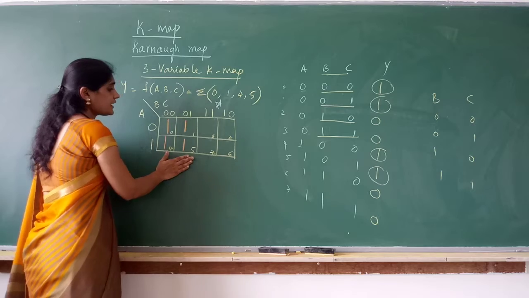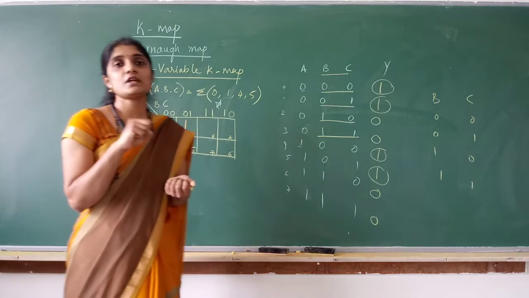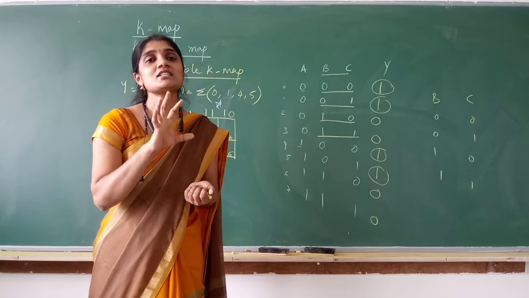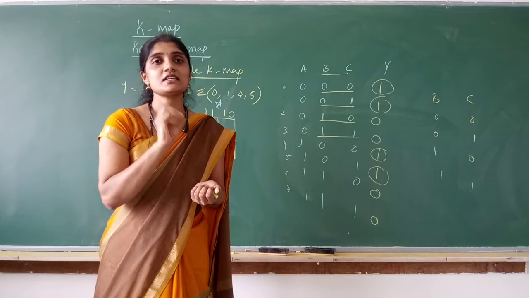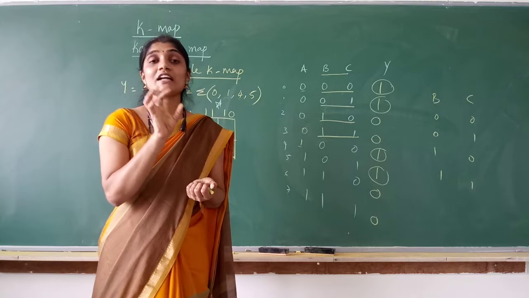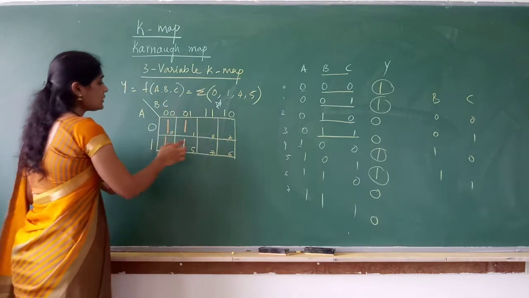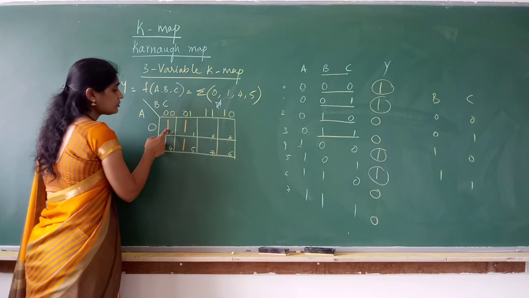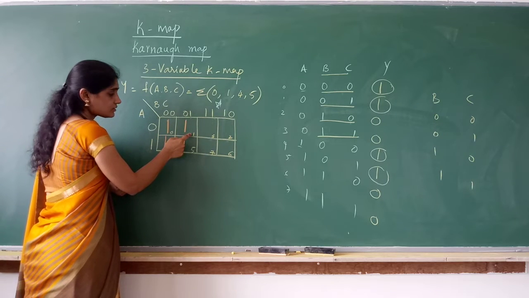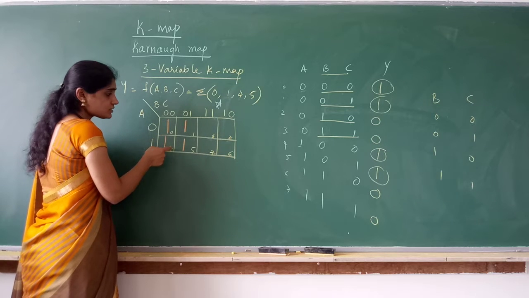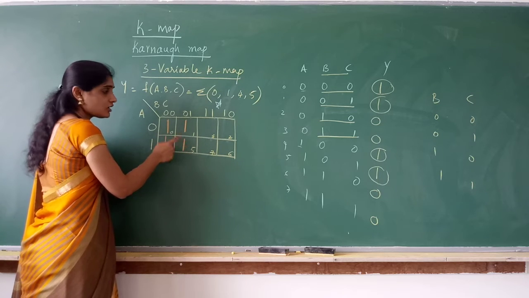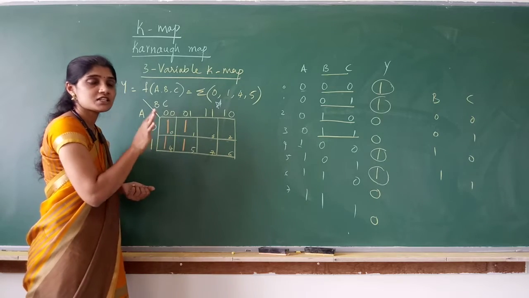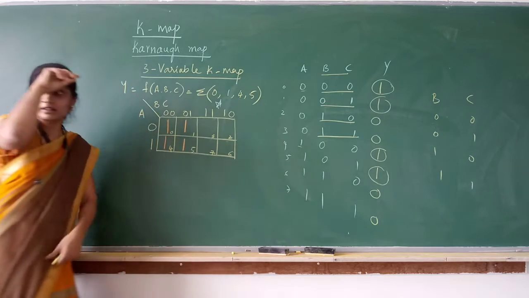Now, after you write this, grouping cells is very important in a K-map. You have to group the adjacent cells. Hope you all know the meaning of adjacent. So now in the 3 variable K-map, you have to group the adjacent cells. Now, 0 and 1 are adjacent. 0 and 4 are adjacent. 1 and 5 are adjacent. So all the 4 cells are adjacent. So we can group all the 4 cells.